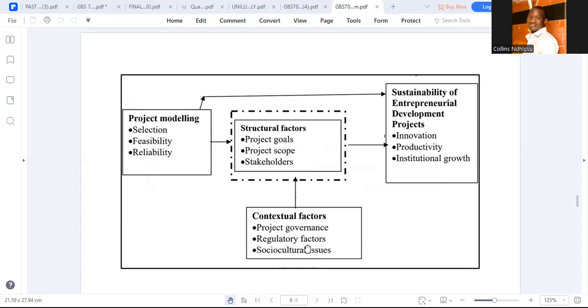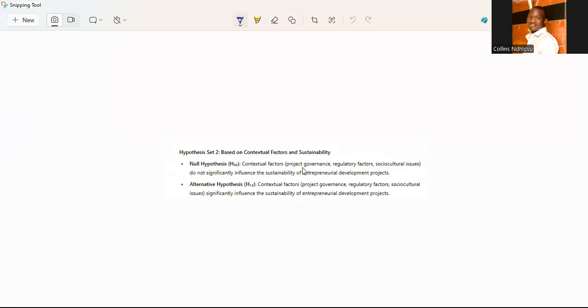And you can also use contextual factors. Contextual factors have no significant effect on what? Sustainability. So you can coin your hypothesis in the same format I gave you. So null hypothesis, contextual factors like project governance, regulatory, socio-economic have no significant effect on sustainability and your goals. Then alternative hypothesis, contextual factors like governance, regulatory, socio-economic significantly affect what? Entrepreneurial activities. So that is how we do it.